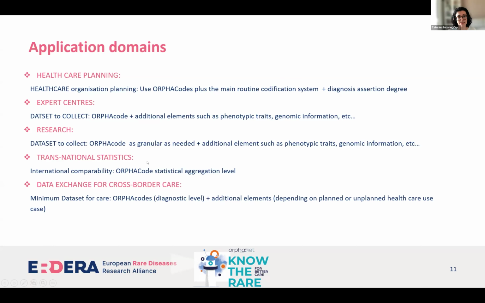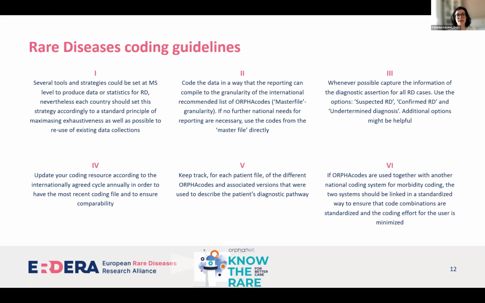For transnational statistics, the Orpha code statistical aggregation level was recommended for international comparability, and this is the disorder level in Orphanet. And finally, for data exchange for cross-border care, a minimum data set for care is recommended, that is Orpha codes at the diagnostic level, plus, again, additional elements, depending on the planned or unplanned healthcare use case. So this is for the application domain.